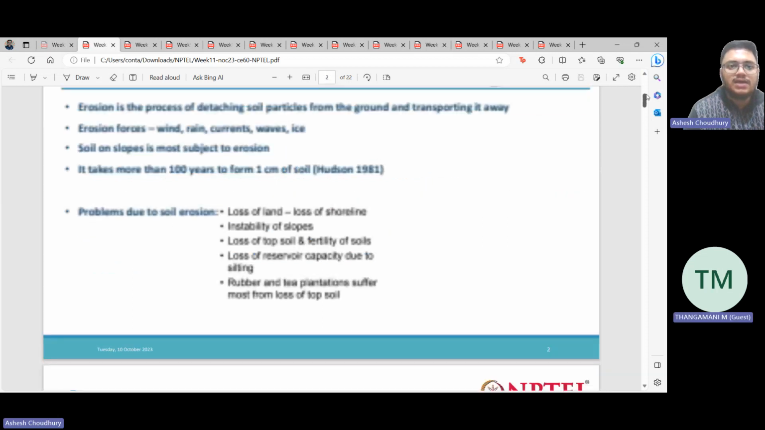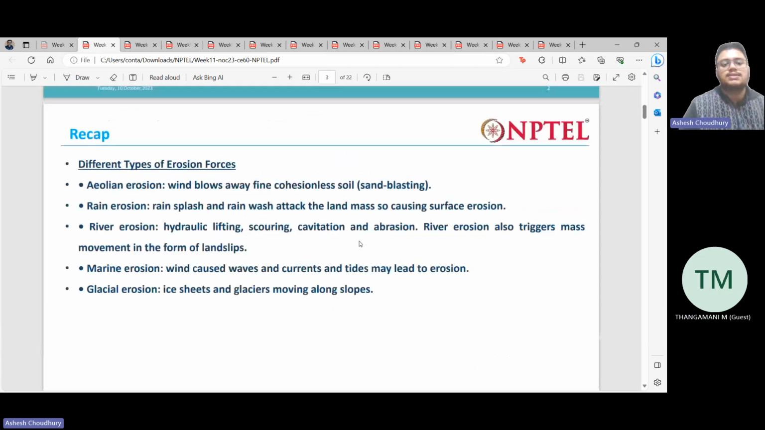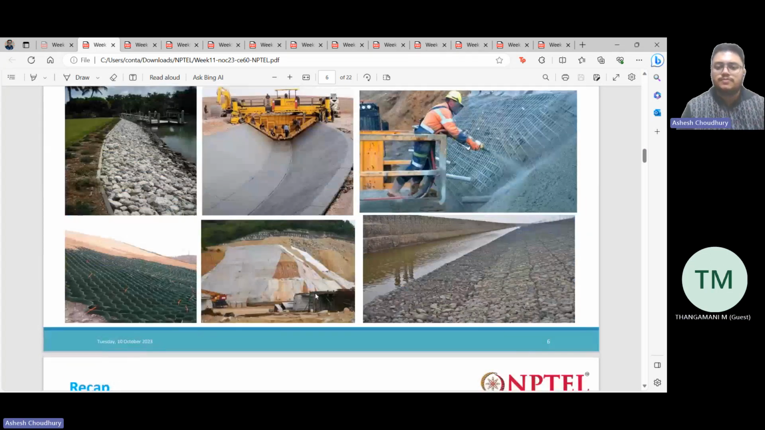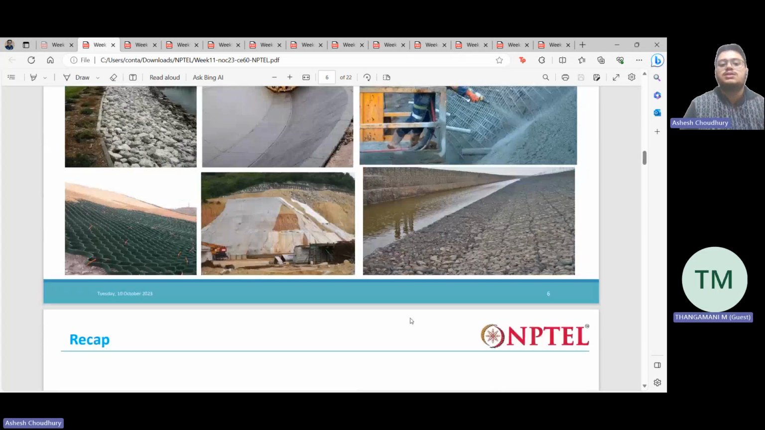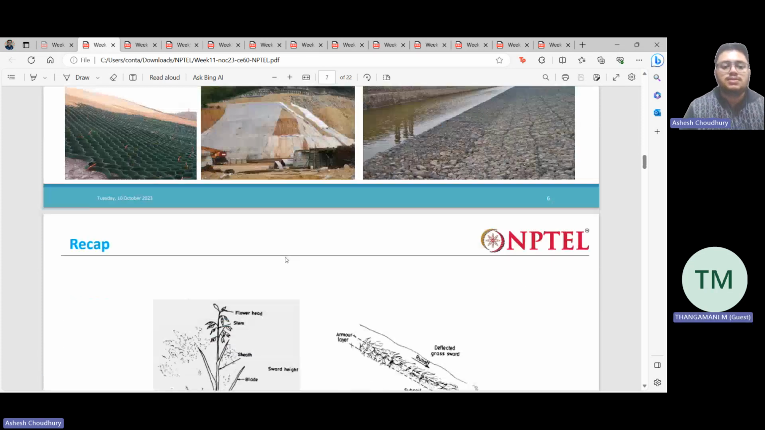Then in the 11th week, we discussed erosion control: what types of structures or geosynthetics we use to prevent erosion in different cases. Riprap, concrete linings, spray netting, gabions, then geotextile, then geocells, many things we studied.